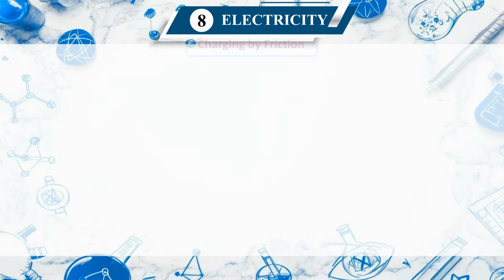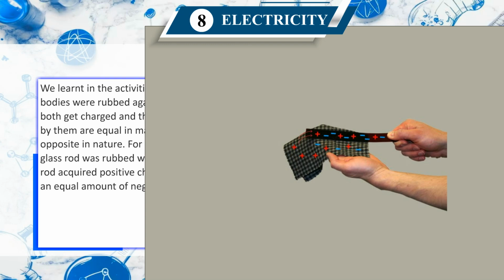Charging an object. Charging by friction. We learned in the activities that when two bodies were rubbed against each other, both get charged and the charges acquired by them are equal in magnitude but opposite in nature. For example, when a glass rod was rubbed with a silk cloth, the glass rod acquired a positive charge and the cloth an equal amount of negative charge.